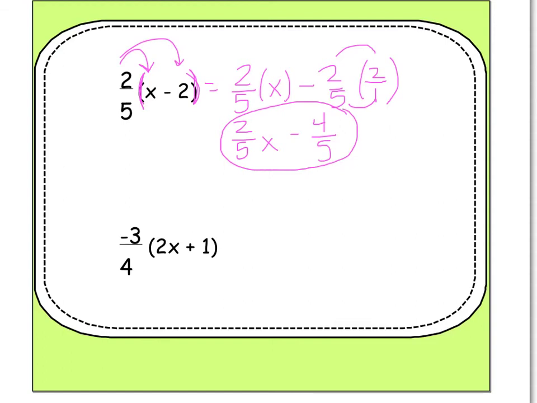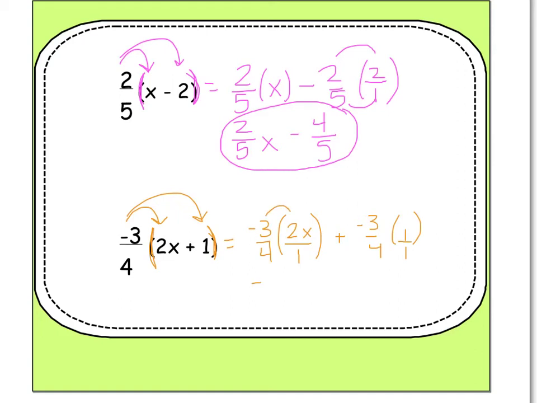We're going to do the same thing on the problem below. So we're looking to see who wants into the party, and it's a negative 3/4. So in order to get in, negative 3/4 must first shake hands with 2x, bring our plus, and then negative 3/4 must shake hands with the 1. I'm going to make this a fraction by making it 2x over 1. I'm also going to make this 1 a fraction by making it over 1. So multiplying fractions, no big problem.